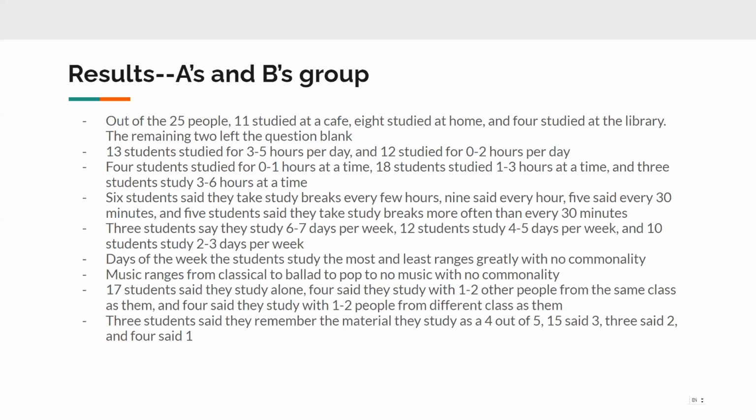17 students said that they study alone, 4 said that they study with 1 to 2 other people from the same class as them, and 4 said that they study with 1 to 2 people from different classes as them. And 3 students said that they remember the material that they study as a 4 out of 5. 15 students gave it a 3. 3 students said 2, and 4 students said that they remember the material 1 out of 5.